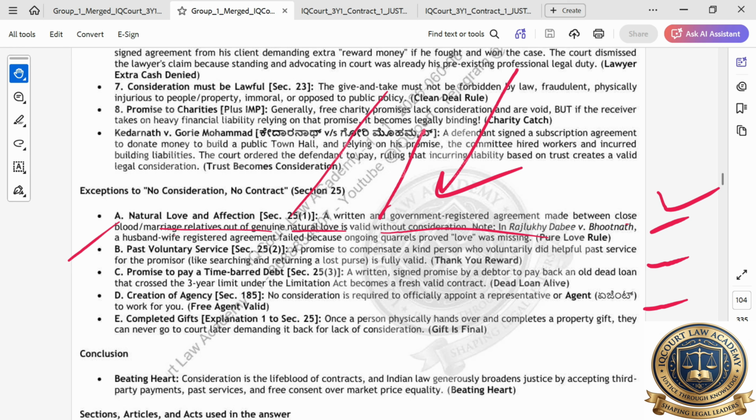Past voluntary services. A promise to compensate a kind person who voluntarily did a helpful past service for the promiser, like searching or returning a lost item.